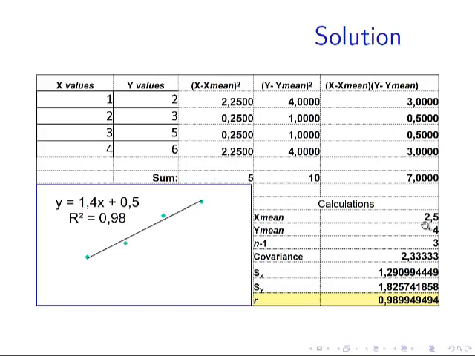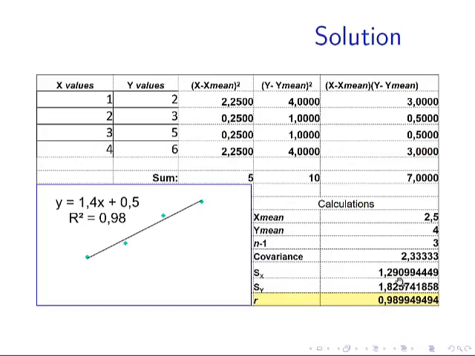2 minus 2.5, minus 0.5. 3 minus 4 is minus 1. If you multiply these two things, you will obtain 0.5. Similar way, we obtain this, and then we add up them. It gives us 7. And then 7 divided by 3 gives us value for covariance, 2.33.